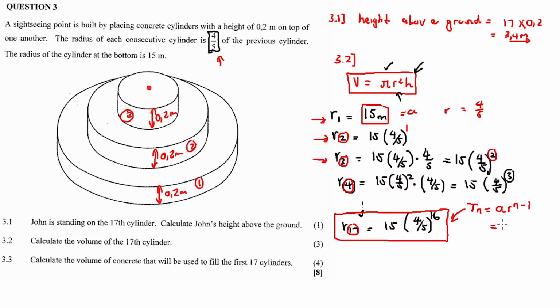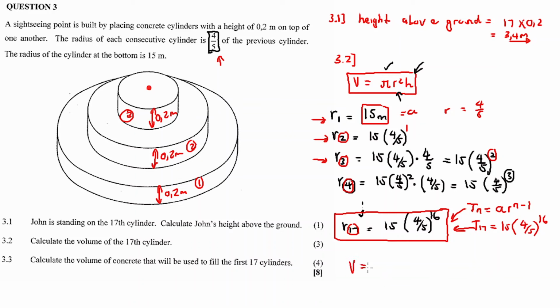Just to make some of the learners happy, let's do it anyway. Let's use this one. So Tn, I'm looking for the 17th term, radius here. No, not radius. Constant ratio. It's going to be the 4 over 5, and then n is 17. So 17 minus 1, that's 16. I end up at the same point. That is my radius.